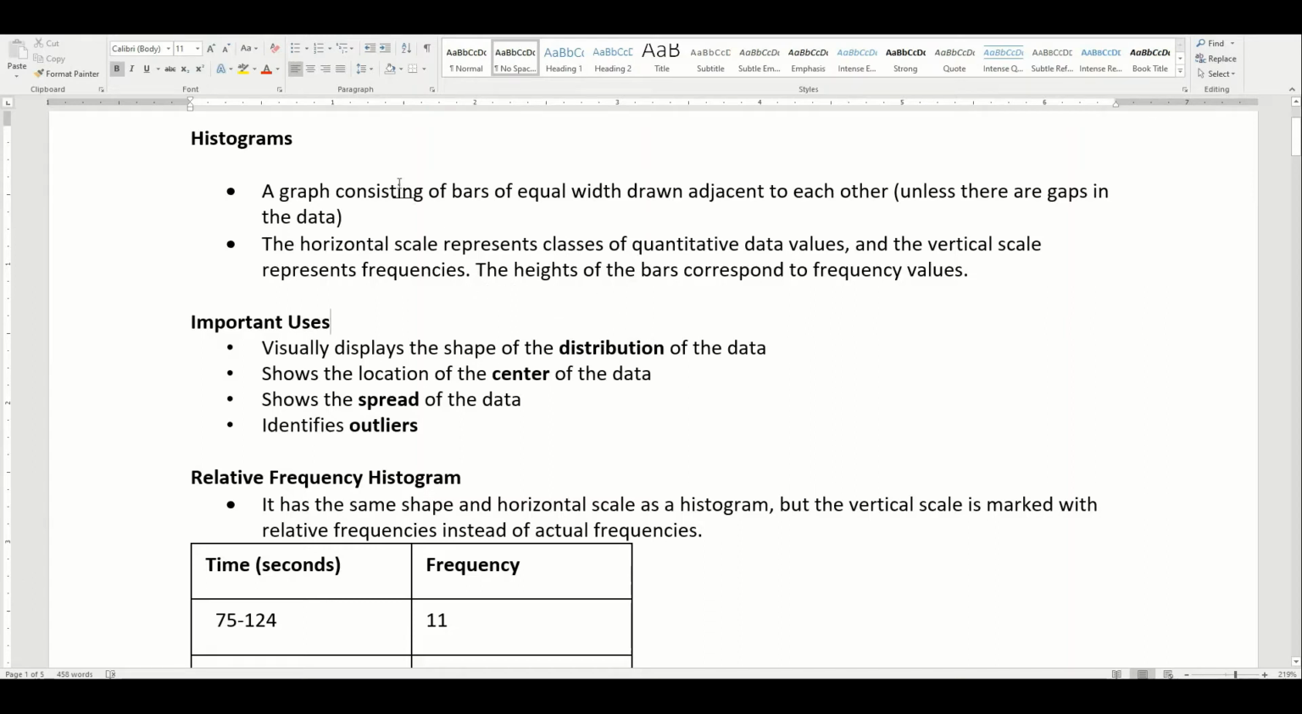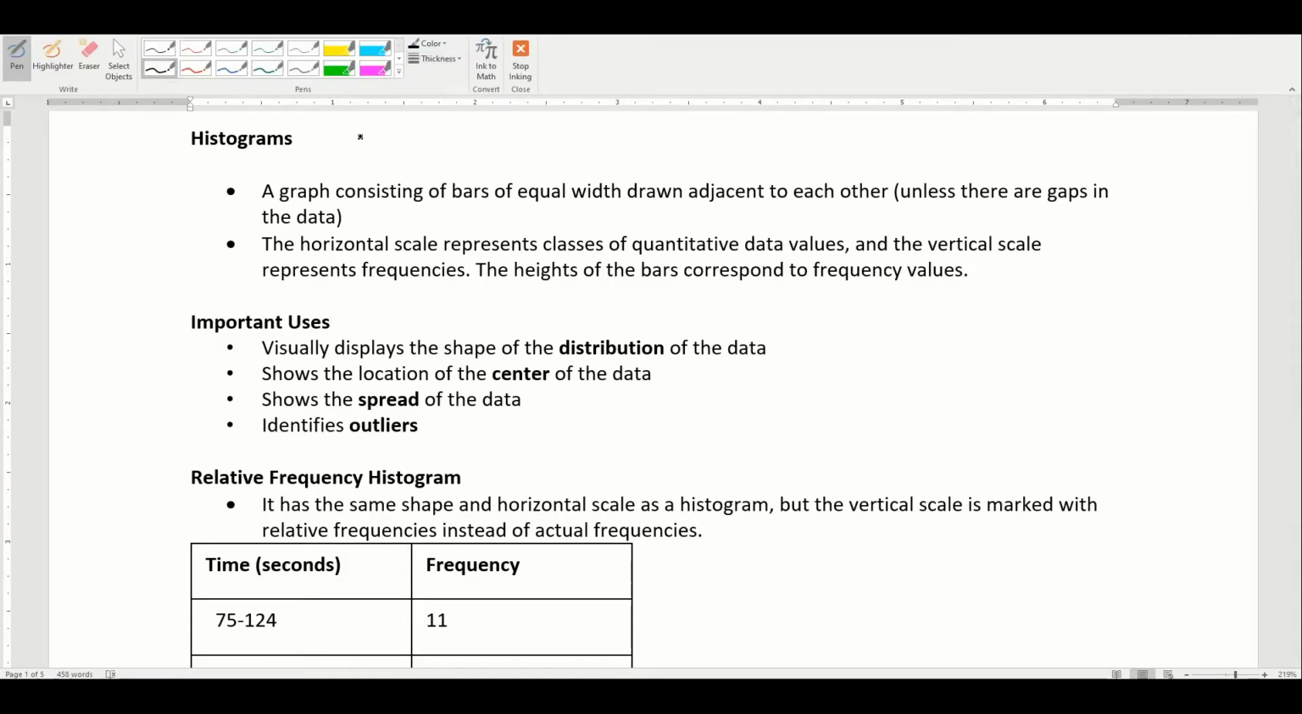Histograms. What a histogram really is, it is nothing more than a connected bar graph. And so, we're going to do some examples of histograms and talk about what information they represent. Now there's a possibility that the bars will not be connected because there could be gaps in the data. Hopefully we'll see an example like that.